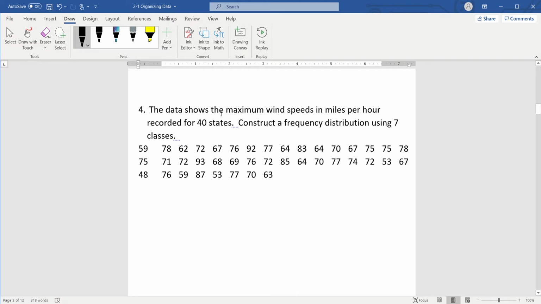Okay, so here we have some data, and this looks like numerical data. So it says the data shows the maximum wind speeds in miles per hour recorded for 40 states. Construct a frequency distribution using 7 classes. And here are all the numbers. It's a lot of numbers. So what you would want to do here is list everything from small to big first. So that's our first objective, which must be accomplished here. We have to list everything from small to big.